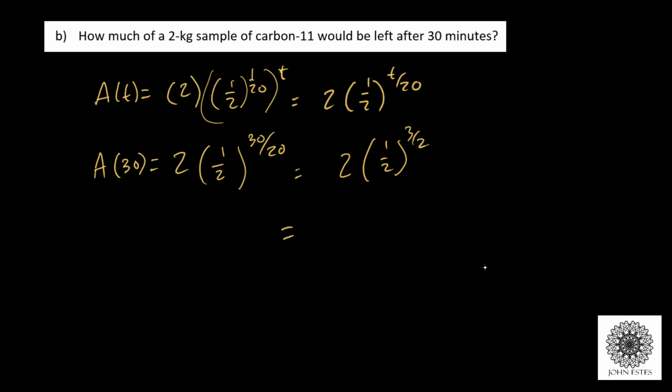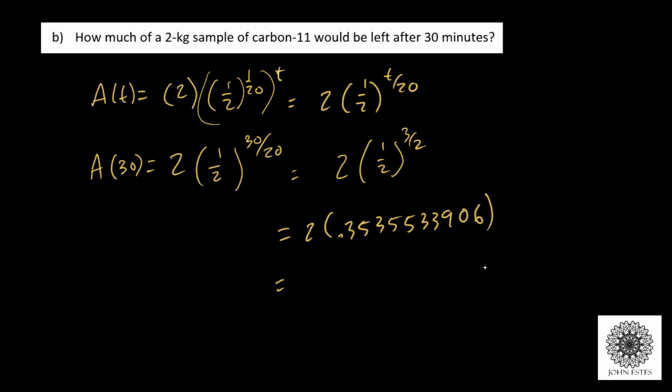So according to my calculator, I have 2 times this value, and I'm writing it out just so you can test to see if you get the same numbers, but that's 0.35355339906. And I just need to multiply that value by 2. After 30 minutes, we have about 0.7071067812 kilograms. Now, if we started with 2 kilograms, this is less than half of what we started with, which makes sense because our time has gone past 20 minutes, right? 20 minutes was the half-life, so we're past the halfway mark. Now we're just down to 0.7 kilograms when we started with 2.